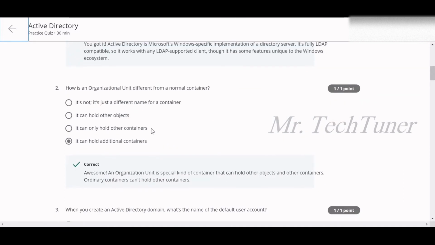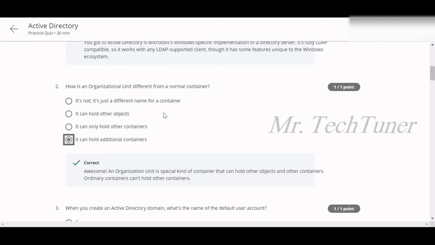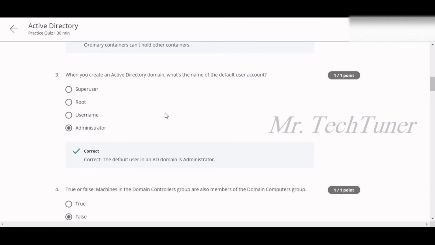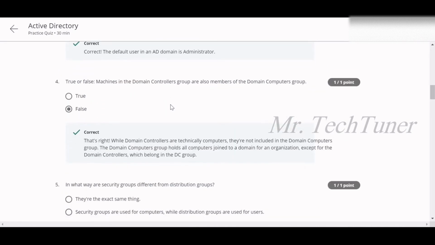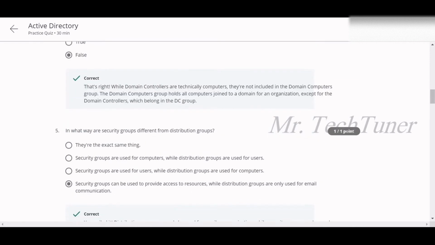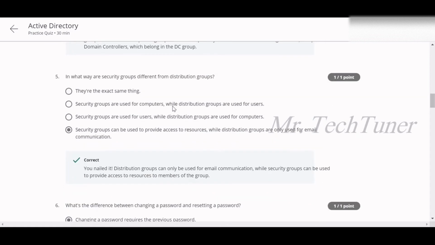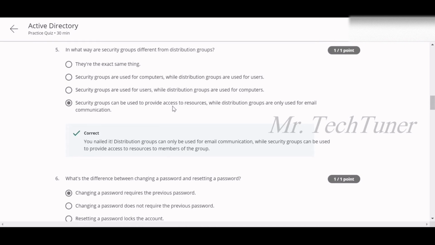Number two, how is an organizational unit different from a normal container? It can hold additional containers. Number three, when you create an Active Directory domain, what is the name of the default user account? It will be named Administrator. Number four, true or false, machines in domain controller groups are also members of domain computer groups. Totally false. Okay, number five, in what way are security groups different from distribution groups? Security groups can be used to provide access to resources, while distribution groups are only used for email communication.